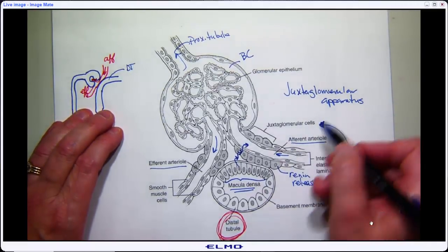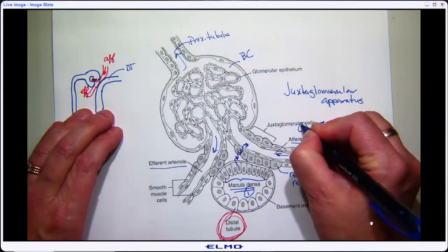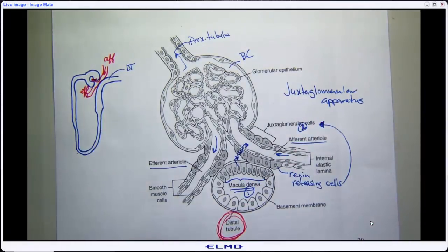So juxtaglomerular apparatus are cells of the macula densa plus juxtaglomerular cells. Okay, and we will talk later about how they work together.